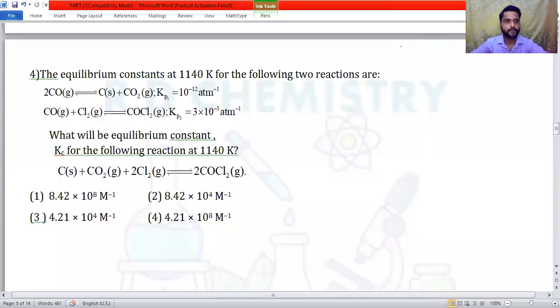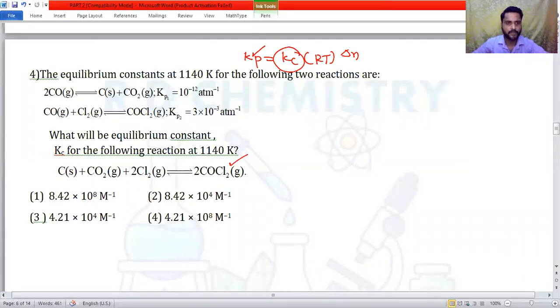Question number 4. The equilibrium constants at 1140 Kelvin for the following two reactions have been given. Kp1 and Kp2 are given. What will be the equilibrium constant Kc for the following reaction? Remember, we have the formula Kp is equal to Kc into RT to the power delta N. So we have to calculate Kc. Therefore, we have to also calculate Kp first for this equation, the third equation they have given.